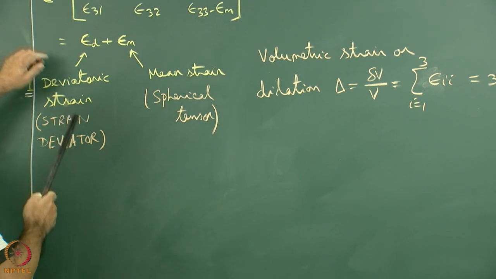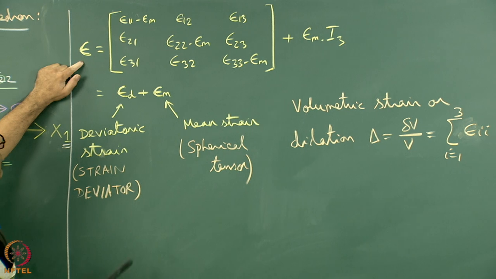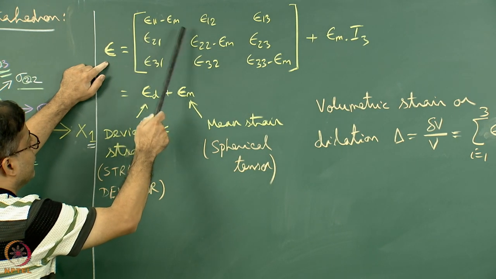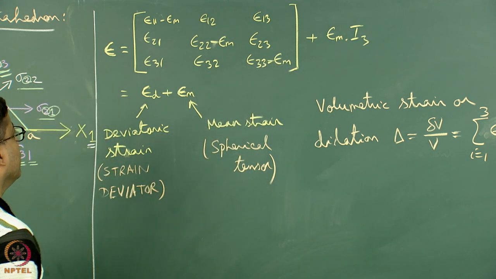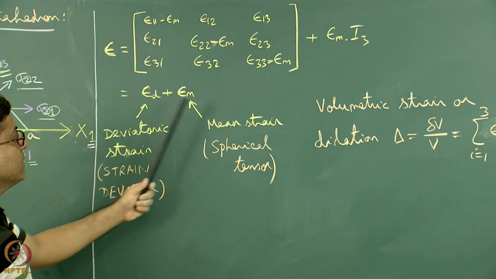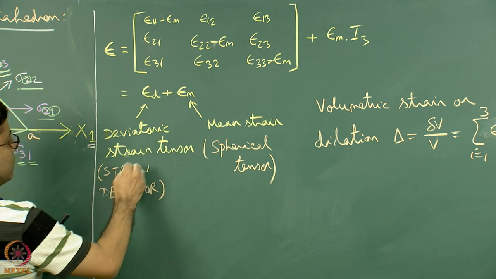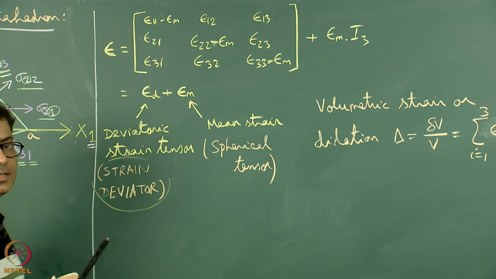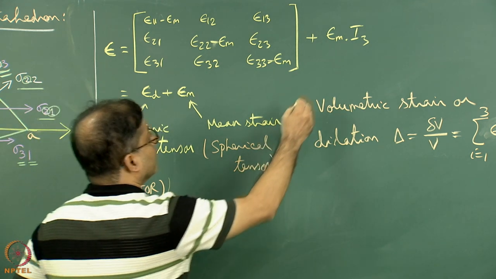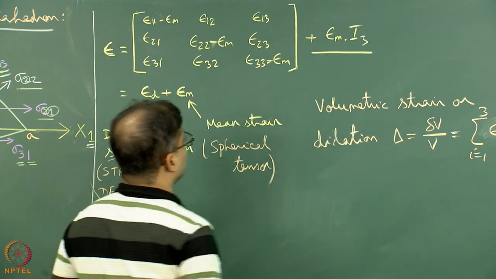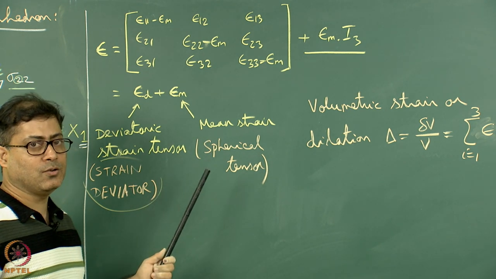Here we can represent a strain tensor as the sum of two coaxial strain tensors. Here epsilon 11 minus epsilon m, the same subtraction is done here and there. These are the minus symbols and here is a minus. So it is familiar to you by now. This looks like a deviatoric stress tensor, and in this case we call it a deviatoric strain tensor. This leads to the strain deviator, and it leads to the change in the shape of the material. And then there is epsilon m multiplied by I3, that is called the mean strain, also called the spherical tensor. This can change the size of the material but not the shape.